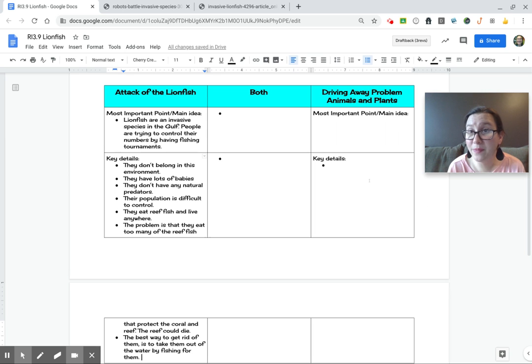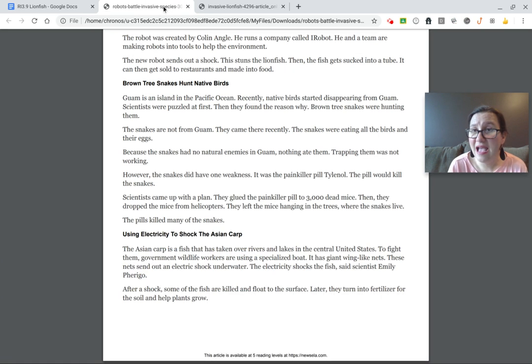All right, welcome back. Let's go ahead and continue doing some thinking about some details. If you wrote down that this article was about how invasive species are taking over different areas and people are now using different kinds of technology to get rid of them, you're right on track. Now we need to find some details that support this idea. Let's go back into the text and pull some out.